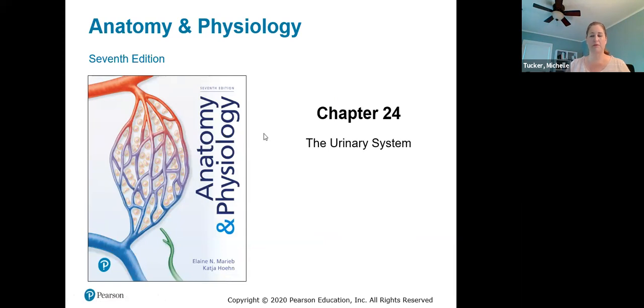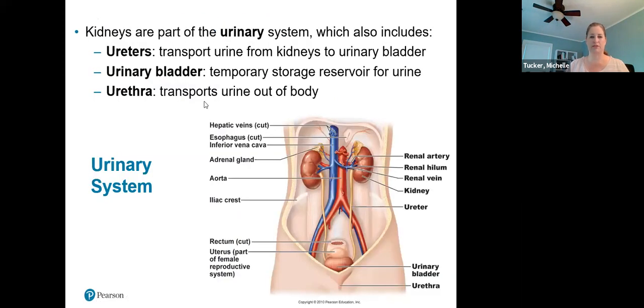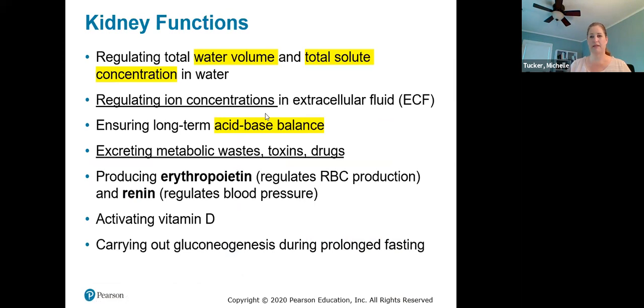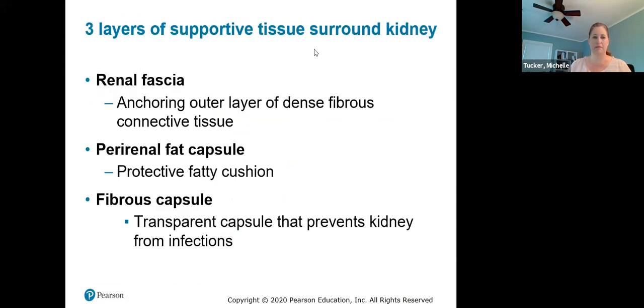Lecture from last week, we went through the first 3 sections. And again, I'm not going to totally go through them, but there will be a question on these 3 layers of tissue that surround the kidney. You need to know what is the function of the renal fascia, what is the function of the perirenal fat capsule, and what is the function of the fibrous capsule.